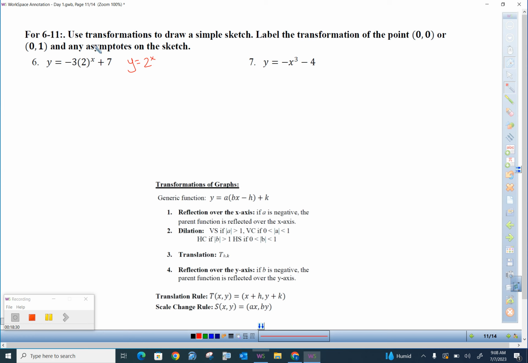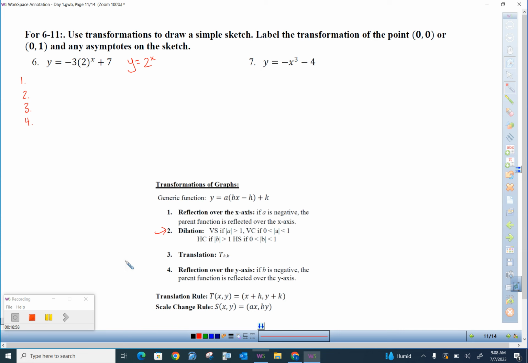Okay, so here's what it asks us to do. We want to draw a simple sketch of it and label the transformed point 0, 0 or 0, 1, and then the asymptotes on the sketch. So in order to sketch this, I want you to do it using the 4 steps. So you're required to do 2 things for me, the 1, 2, 3, 4, and the sketch with that labeled point. Okay, so we're starting with 1, 2, 3, 4. We'll have to do a little bit of practice to remember that dilation comes before translation this year.